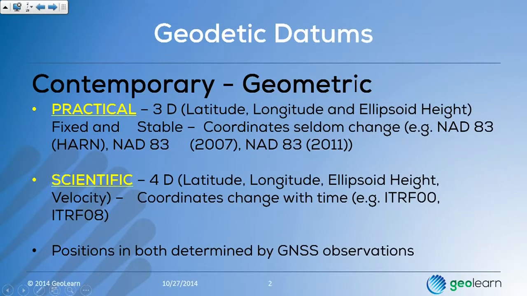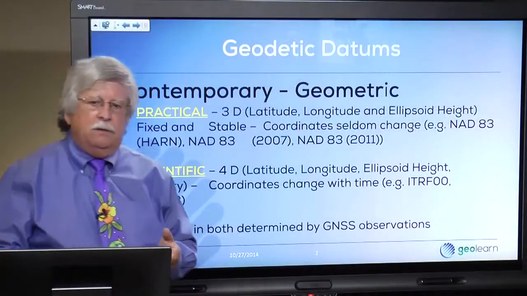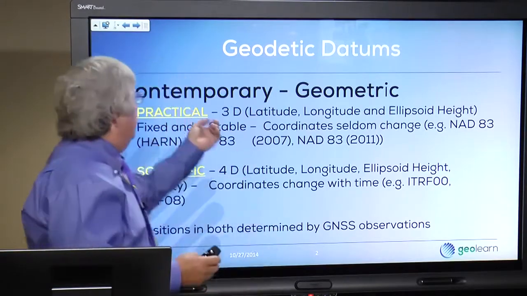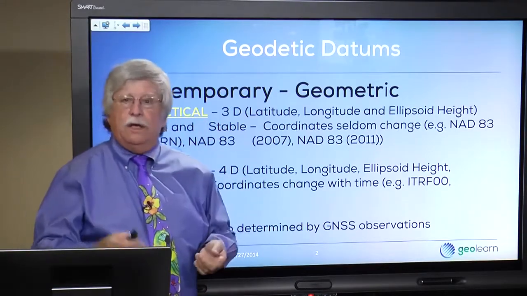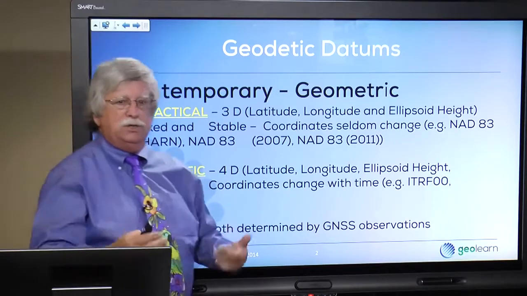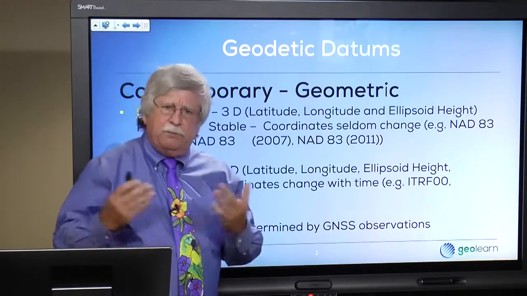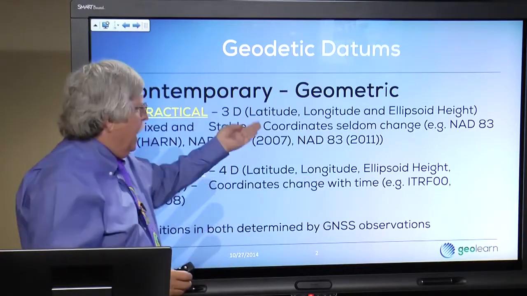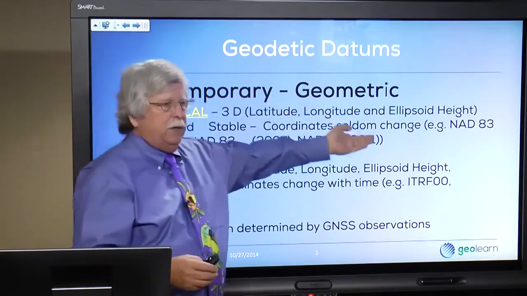So let's get started. Let's take a look at just the basic definition of a geometric datum versus our classical approach to what we've always referred to as a horizontal datum. In contemporary positioning, a geometric datum is three-dimensional. Classical horizontal datums were two-dimensional: latitude and longitude, or northing and easting, state plane coordinates, UTM coordinates. But a geometric datum is three-dimensional: latitude, longitude, and ellipsoid height.